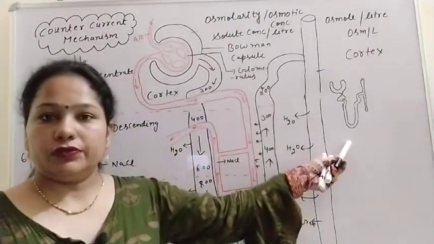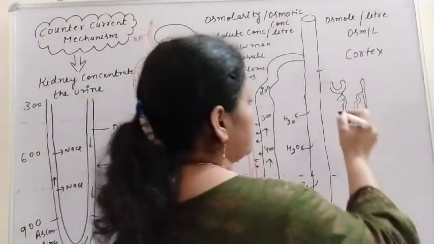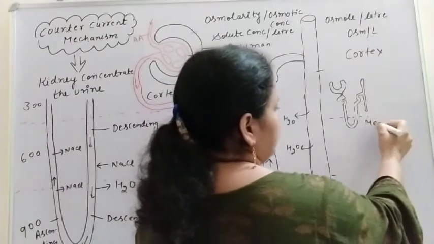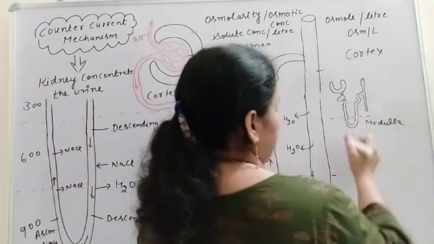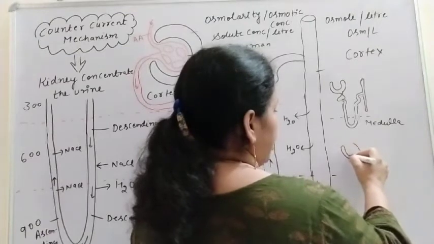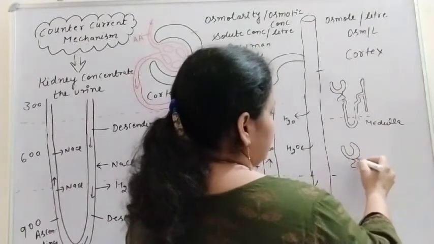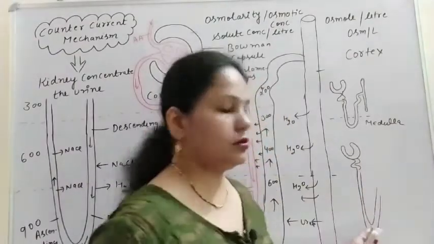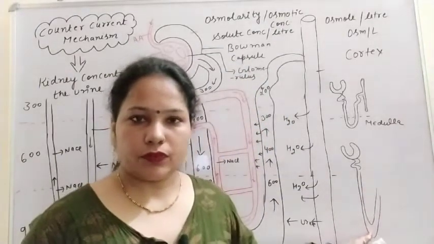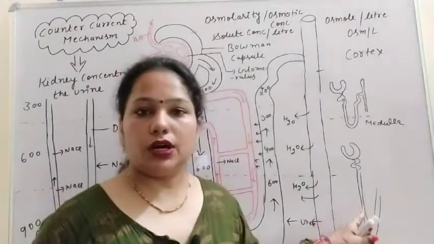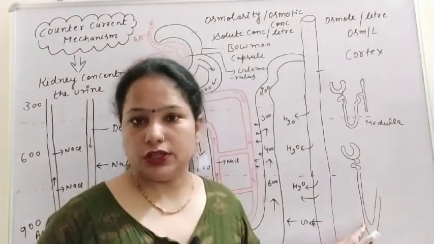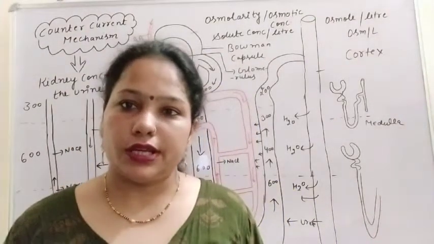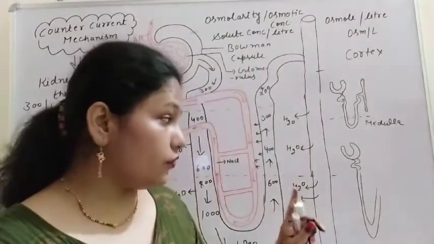So this nephron is the cortical nephron, because it has a very short part of the loop of Henle extended into the medulla. And second is the juxtamedullary nephron. In case of juxtamedullary nephrons, they have a very long loop of Henle that extends up to the medulla part of the kidney. So the name is very clear, juxtamedullary nephron. So there is the difference.